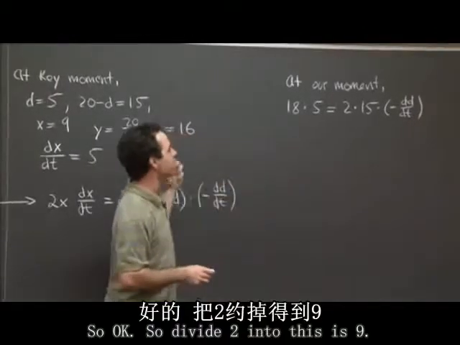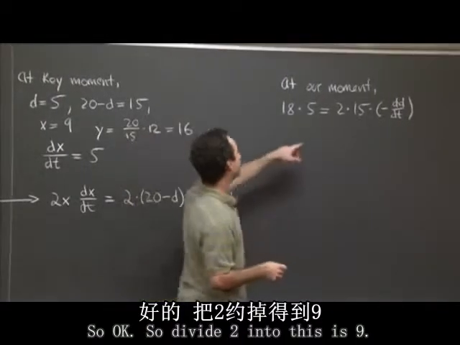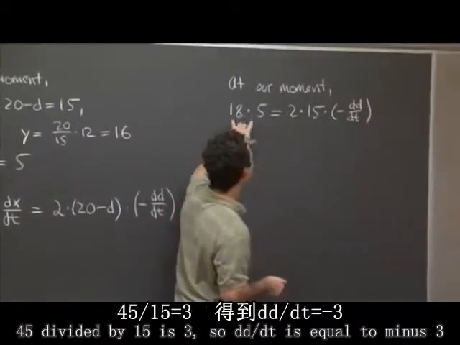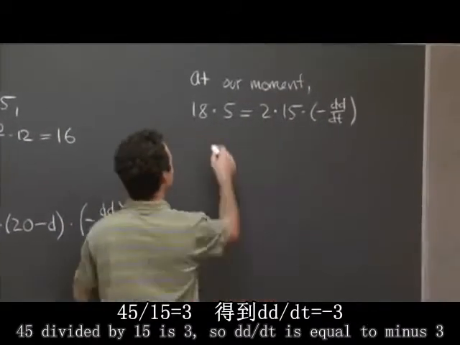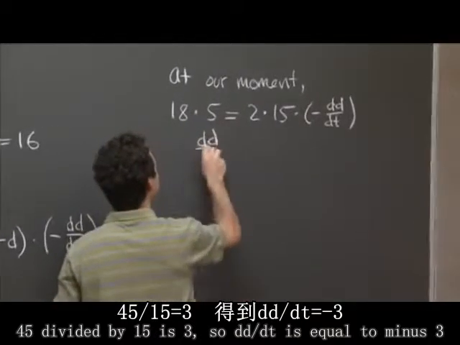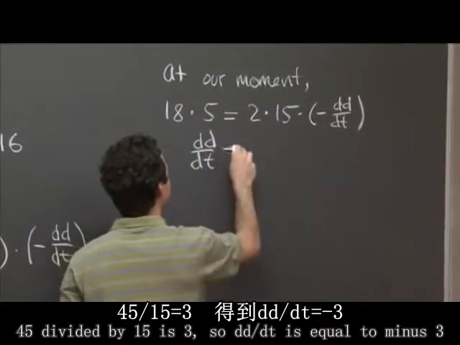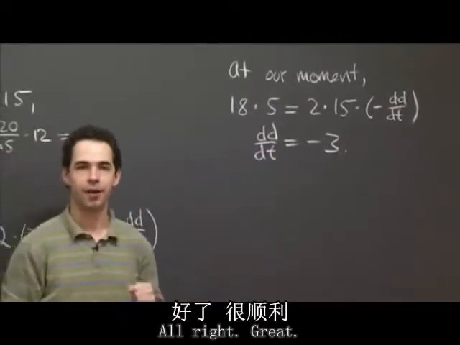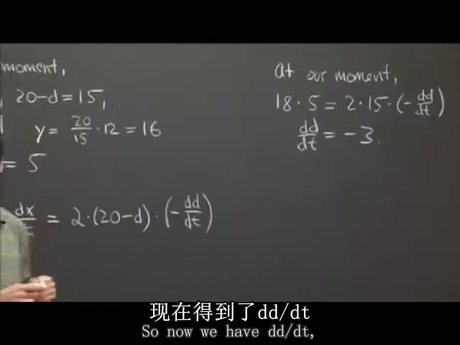So we just divide through. Dividing 2 into 18 gives 9, and 45 divided by 15 is 3. So dd/dt is equal to minus 3 at the moment that we're interested in. All right, great. So now we have dd/dt.